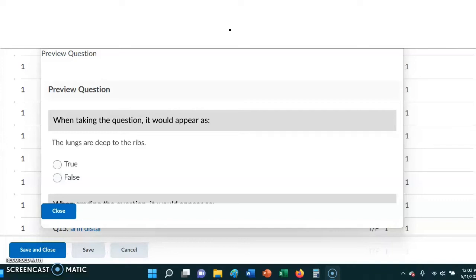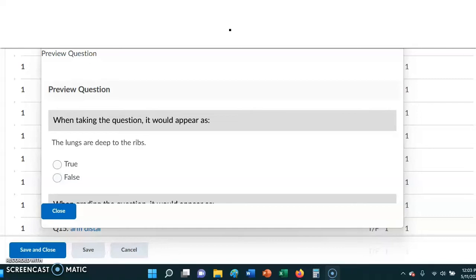Okay, first question. The lungs are deep to the ribs. I'm going to wait 5 seconds so you can think about your answer. Okay, so the ribs are the bones that are going to be part of the thoracic cavity, and the lungs are going to be inside the thoracic cavity, right? So therefore, we can say that the lungs are deep to the ribs.